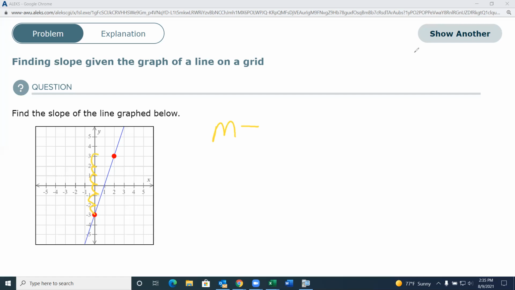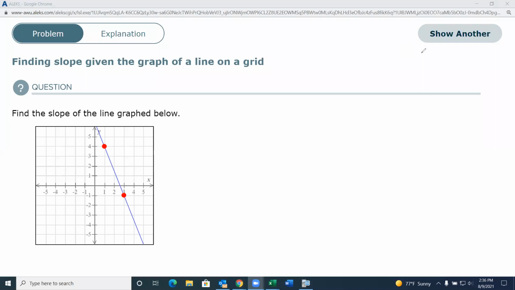And m is our variable for slope. So we rise 6, and then how far do we run? 1, 2. We run 2, and we get a slope of 6 over 2, which is 3. And that is all that you really do. Let's do one more of those.